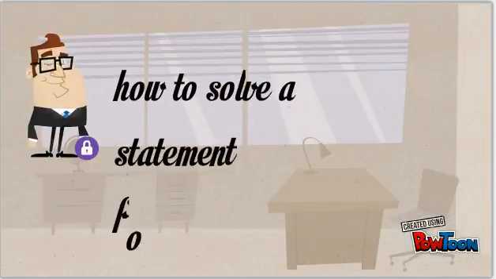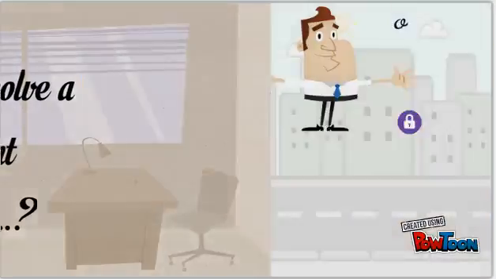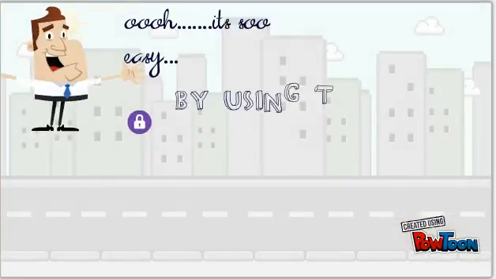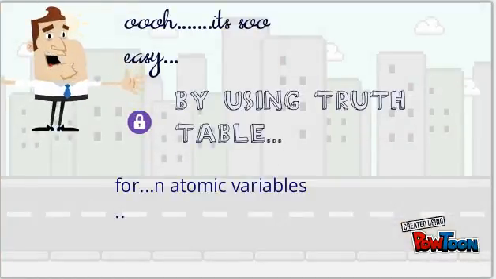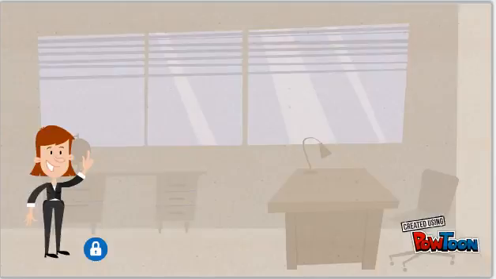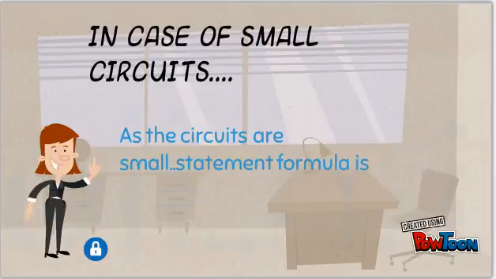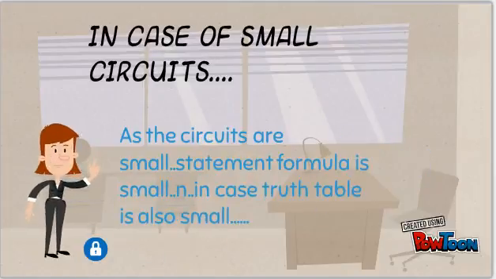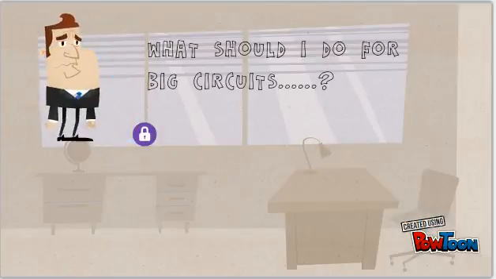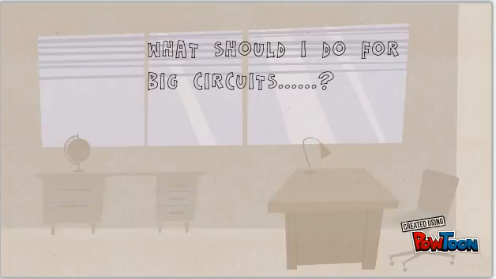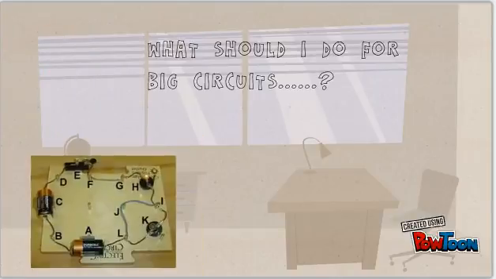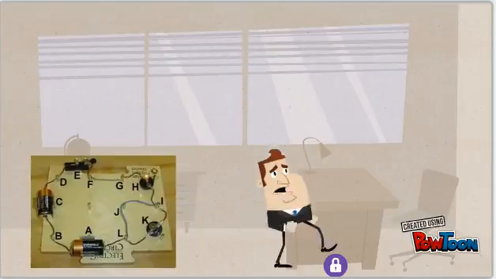How to solve a statement formula? Oh, it's so easy. By using truth table. For n atomic variables, we have to construct 2 raised to n rows. In case of small circuits, as the circuits are small, statement formula is small, and truth table is also small. Then what should I do for big circuits?